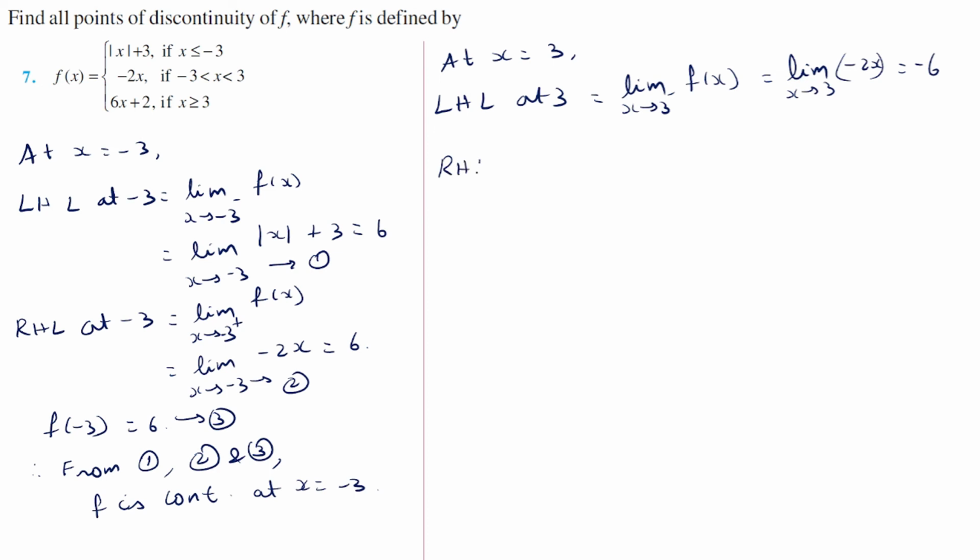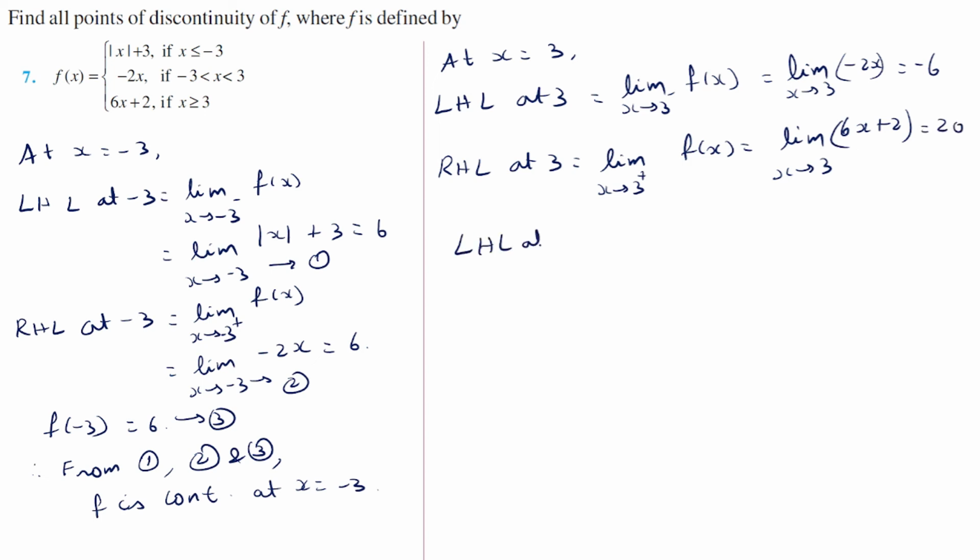Now the right hand limit at 3 is limit x tends to 3 plus f of x. So it is limit x tends to 3 plus, where for x greater than or equal to 3 we have f of x as 6x plus 2. This is 20. So here we can see that the left hand limit at 3 is not equal to the right hand limit at 3.